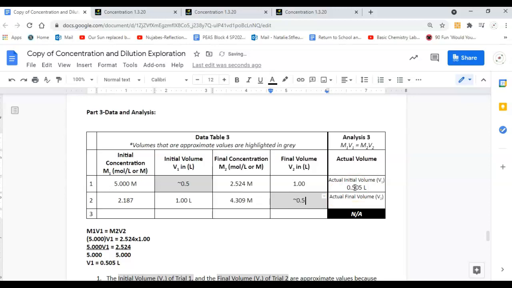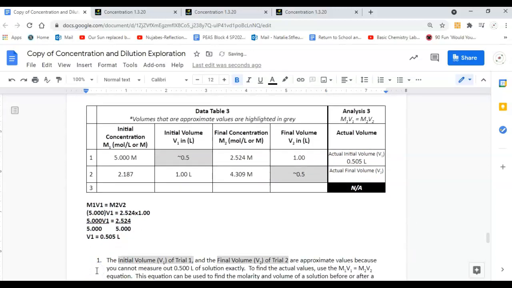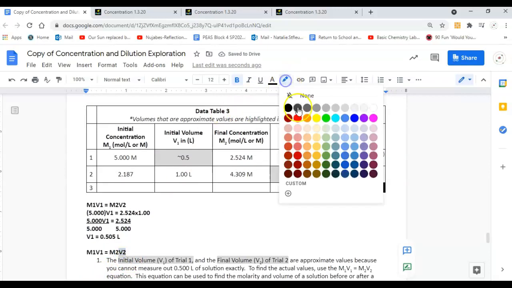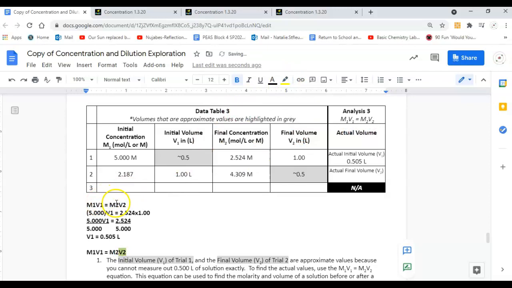So once again, I'm going to calculate this value using this equation. In this case, for the second one, I'll be solving for V2. So the first trial you're solving for V1, the second trial you're solving for V2. We're going to see how close we are to 0.5. The first one I was actually pretty close.